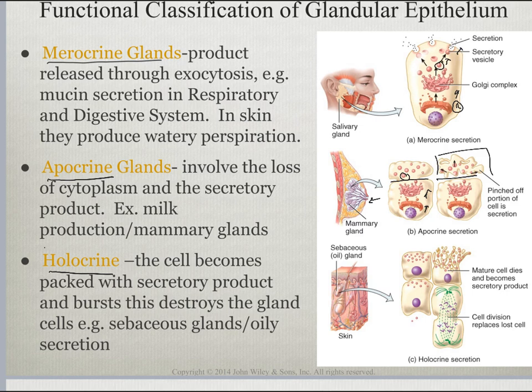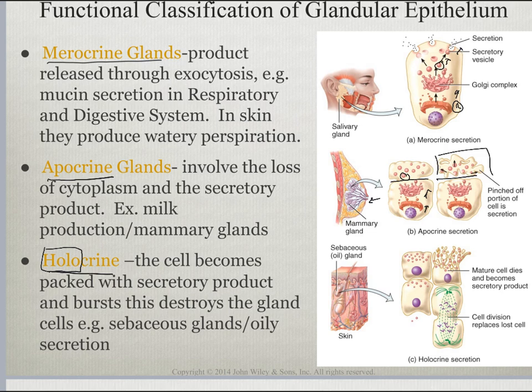The next gland is a holocrine gland. So let's look at this word, holo. I like to think of it like halo, like an angel, right? This is where the entire cell completely gets destroyed. The cell is going to become packed with secretory product. Then the entire cell is going to burst. This is going to destroy the gland cell. And then we're going to have to wait for mitosis to occur in order to make more.